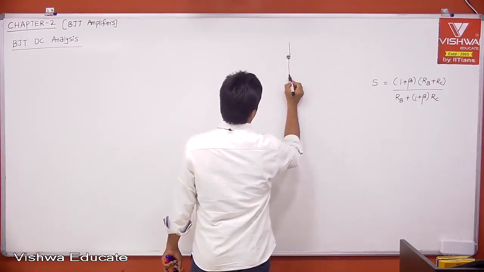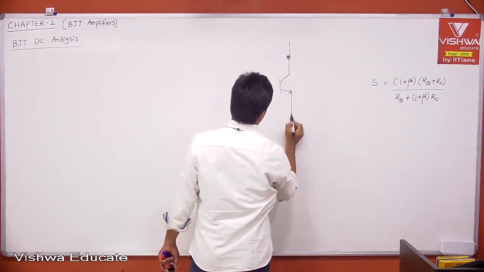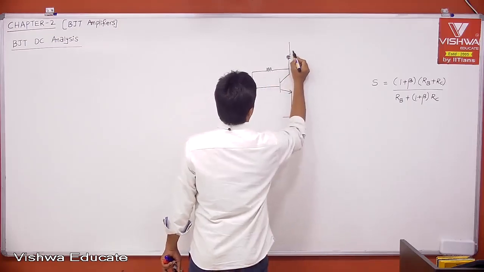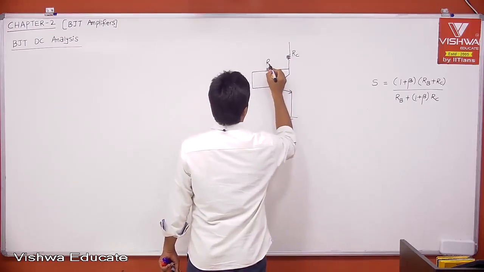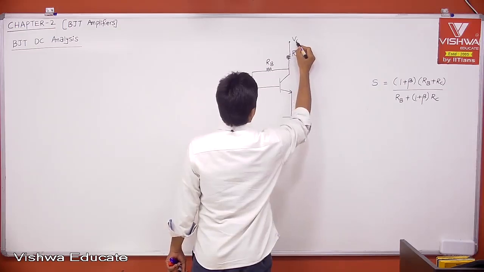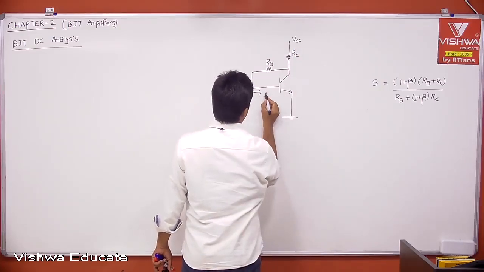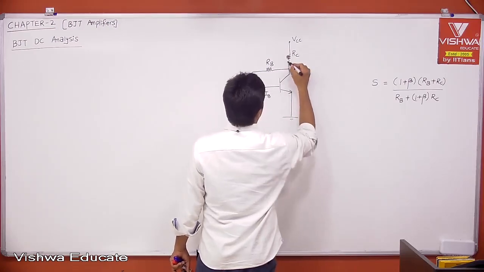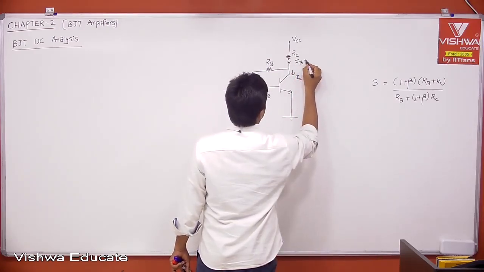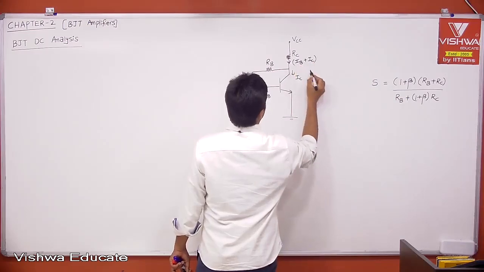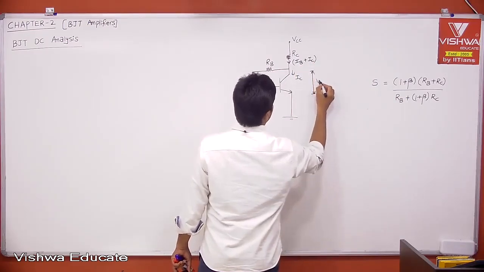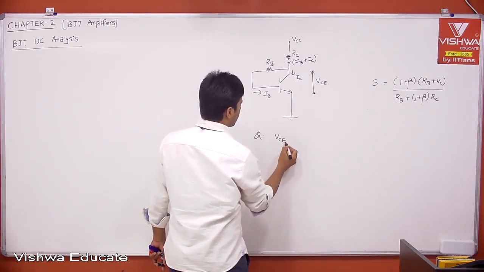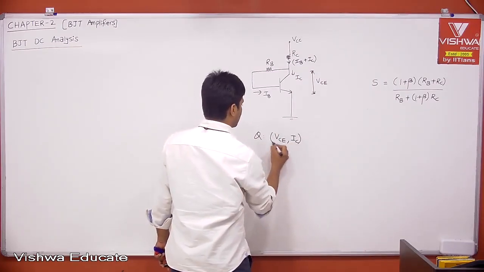This is our circuit. This is RC, RB, VCC, and this is the base current. This is the collector current. The current flowing through this is nothing but IB plus IC. This is what we had seen, and this is VCE. We are speaking about the Q point. Q point is nothing but VCE comma IC.